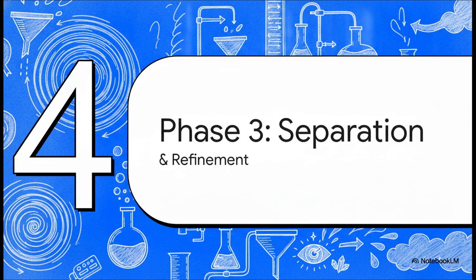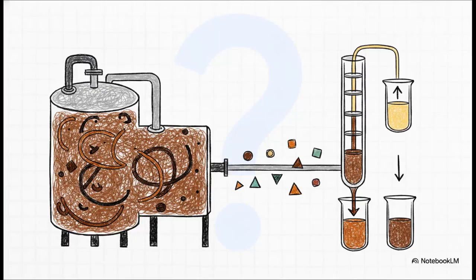And that perfectly sets up Phase 3, separation and refinement operations. Once our raw materials have reacted and the temperature is under control, we enter the cleanup crew phase.